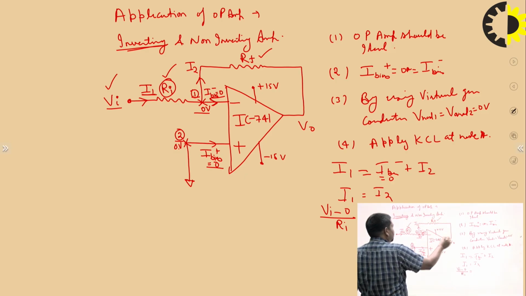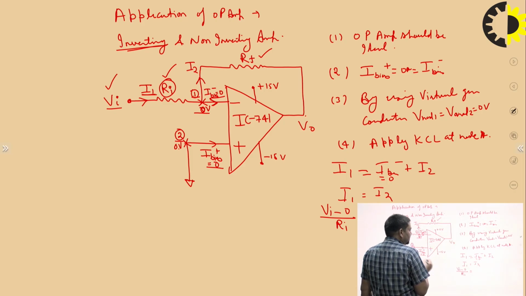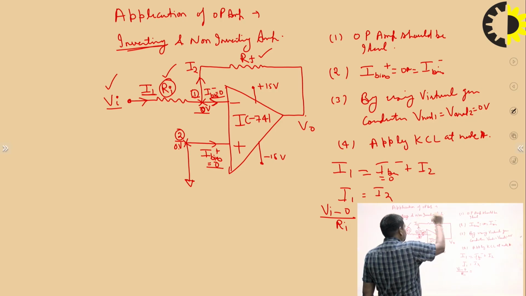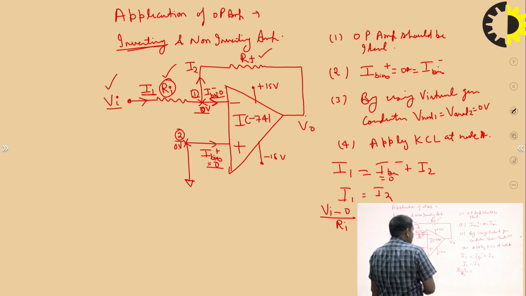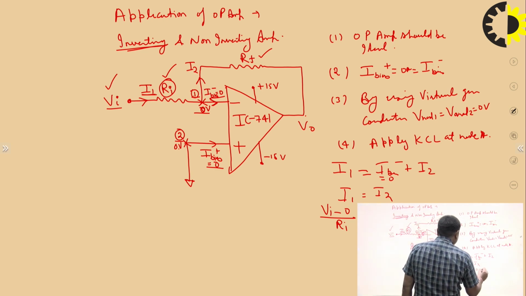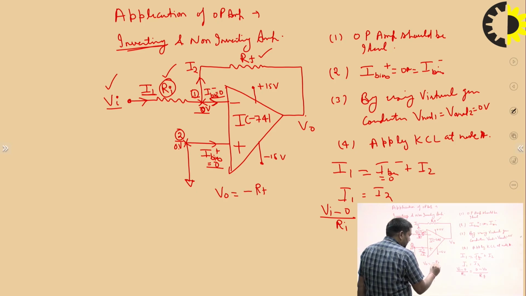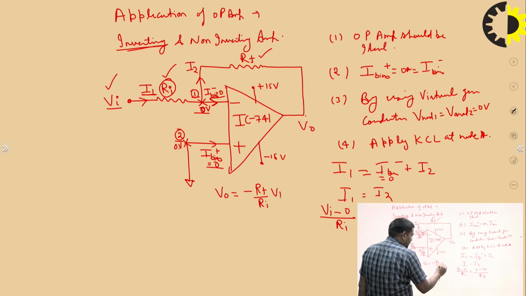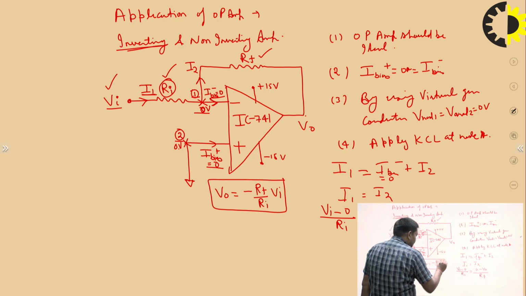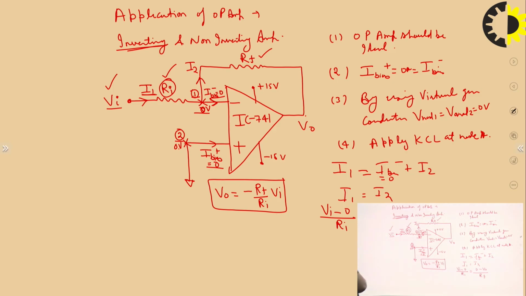What is the I2 current? This node is 0 volt and this is V0. What is the potential difference? We assume the current direction is clockwise, so the potential difference is 0 minus V0 upon Rf. So we can easily calculate V naught: V naught is equal to minus Rf upon Ri into Vi. This is the relation between the output and input voltages for the inverting amplifier.